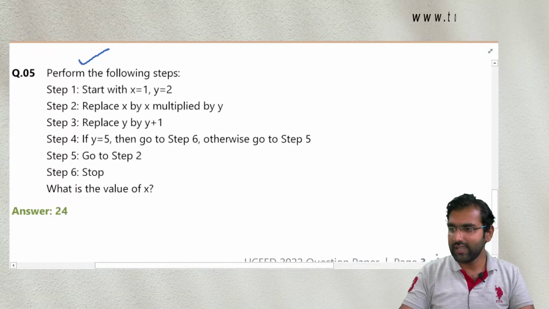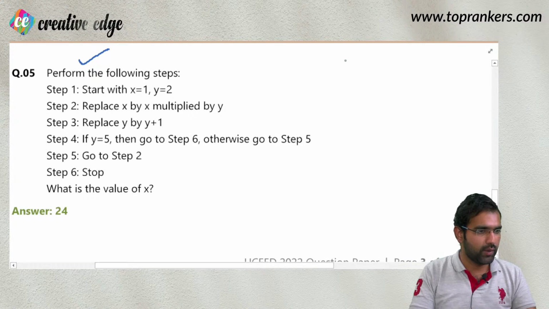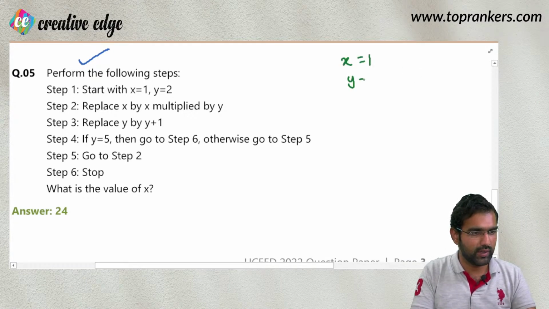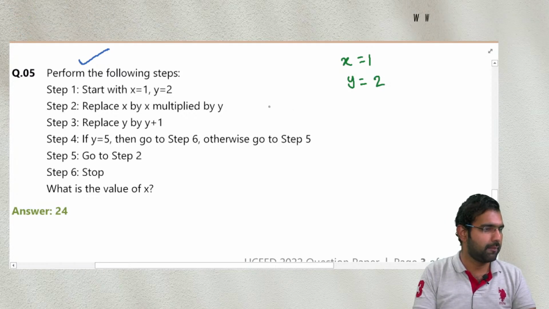Now, in this question, we are clearly asked to perform certain steps. What are those steps? Pay attention, everyone. Start with x as 1 and y as 2. So we are taking certain values of x, which is 1, and we are taking another value of y, which is clearly 2. Now, replace x by x multiplied by y.